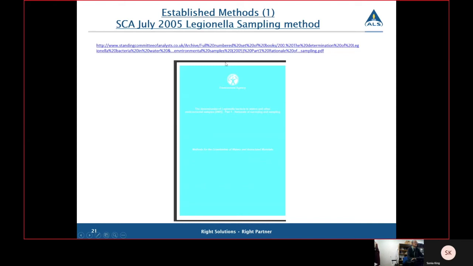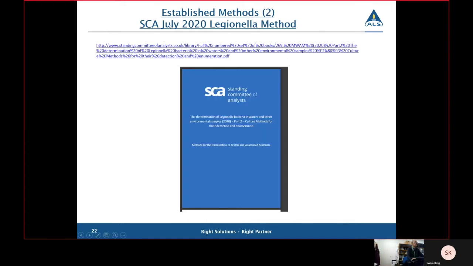This is the 2005 book from the SCA. I won't open it up to save time, but this is the new July 2020 Legionella method, and this is quite useful. And as I say, if you go down there, you can see the reporting issues are dealt with.